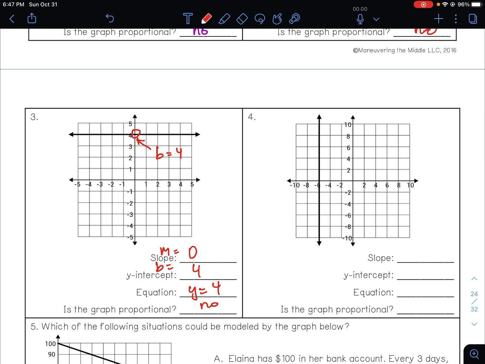All right, let's take a look at our next one. It is a vertical line. So these ones do not have a y equals mx or mx plus b form. It's not going to be written like that because it's a vertical line. My slope is not 0. It's considered undefined.